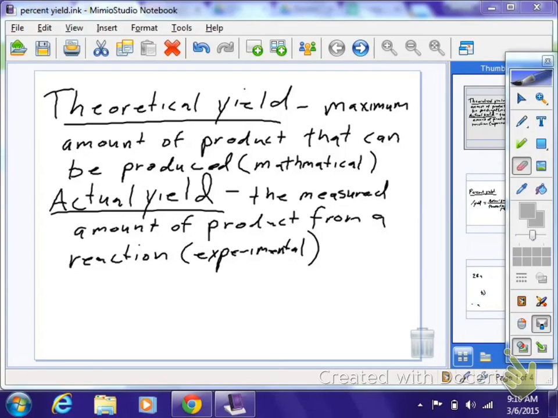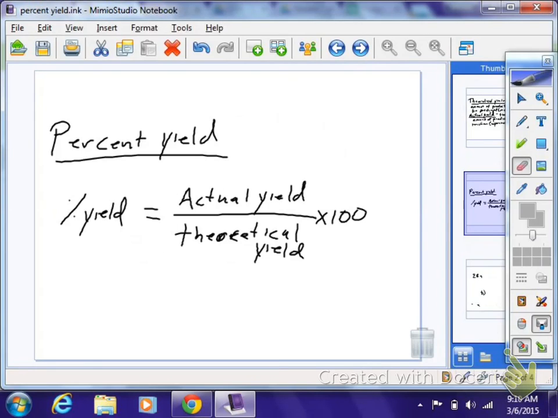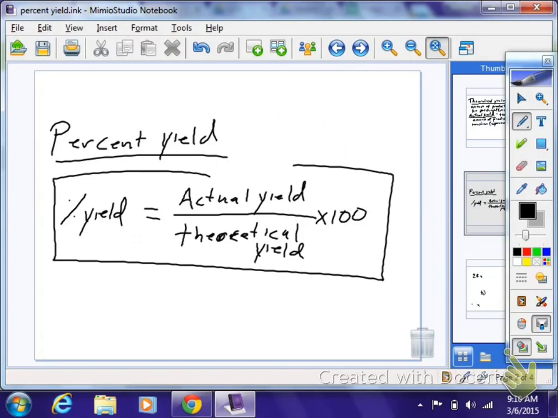So we have this thing, actual yield is the amount we actually do produce. If we take those two values to figure out what's called a percent yield, the percent yield would be this equation right here. So this is what percent yield would be if we plug in the numbers. Now, if the actual yield and the theoretical yield were the same, then we have 100% yield. And that's ideally what you want.